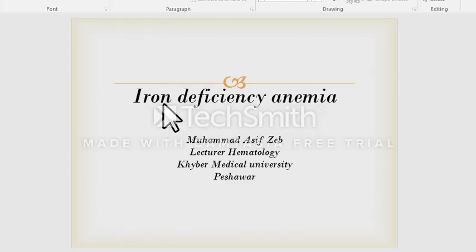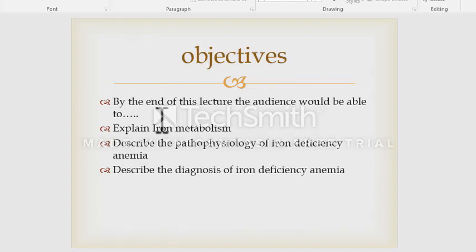In the hematological series, this is our first lecture, and our topic is iron deficiency anemia. In this lecture, we will cover iron metabolism, pathophysiology of iron deficiency anemia, and the diagnosis of iron deficiency anemia.